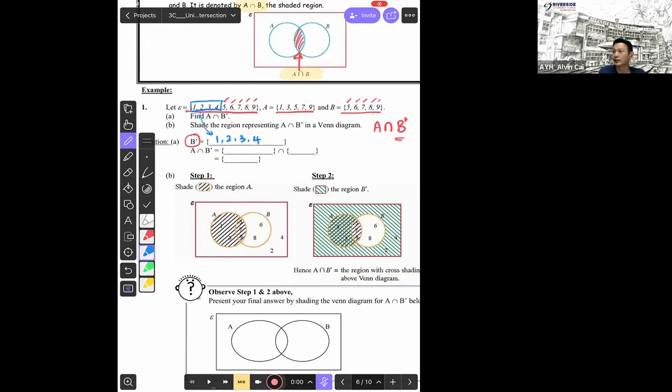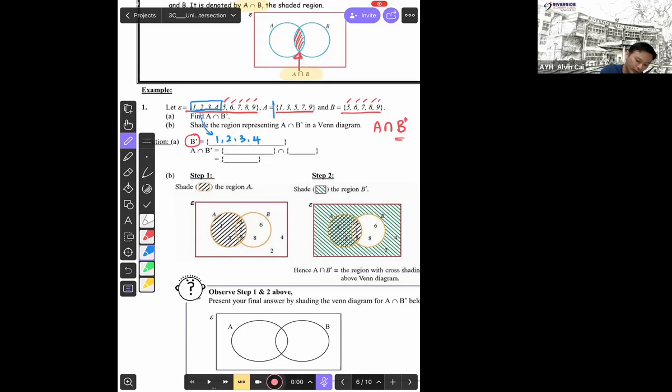I hope you are following this part. By now, you should be able to understand what a complement is. Anything that's outside of B, that's inside the universal set, will be the B complement. B is 5, 6, 7, 8, 9, and therefore B complement within this universal set is just 1, 2, 3, 4.